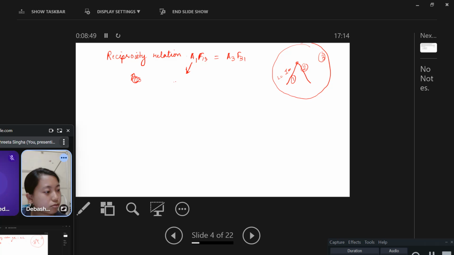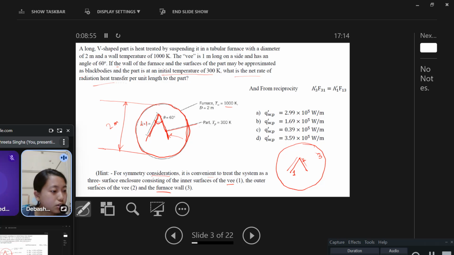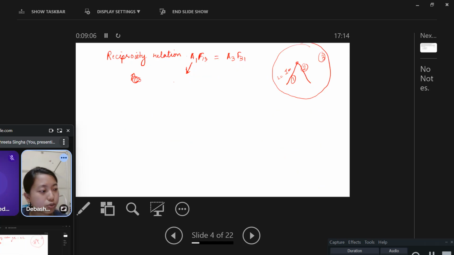For we are not considering the full area because it is per unit length. Anyways, we have to calculate per unit length, okay? And they have not given it as 3 dimension. This 1 meter is only of 1 dimension only. So we calculate it per unit length.